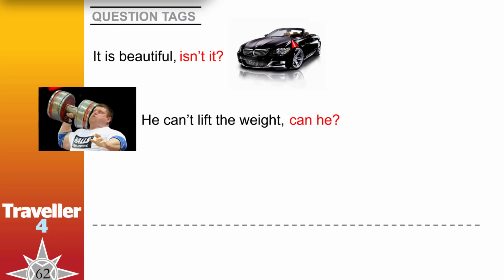You know that the car is beautiful, you like it, but you want to see if your friend agrees with you. So you ask him, it's beautiful, isn't it? Do you agree with me? Or sometimes you don't know and you want someone to tell you if it's true or not. He can't lift the weight. Can he? Now, how do we make these question tags?